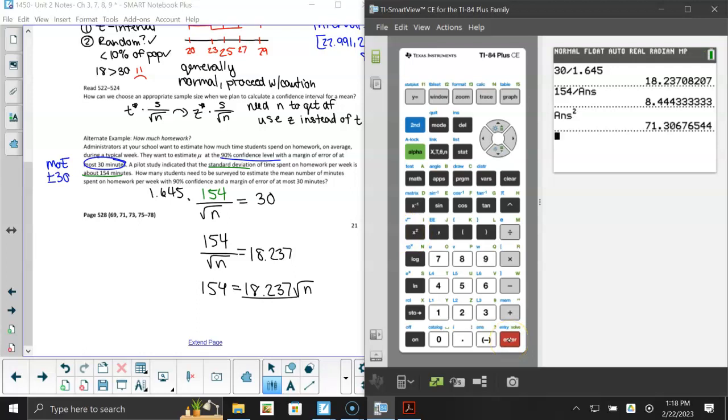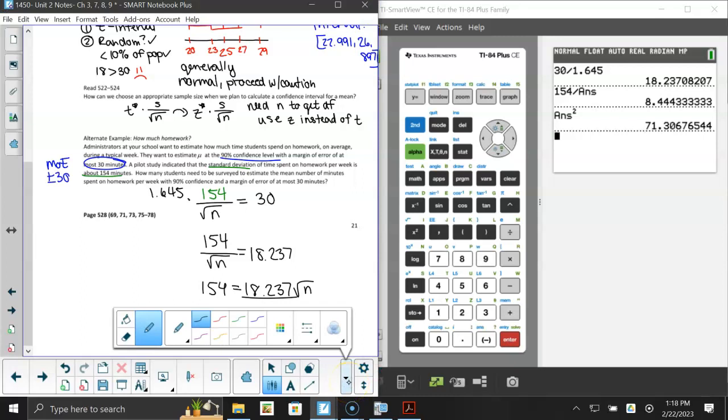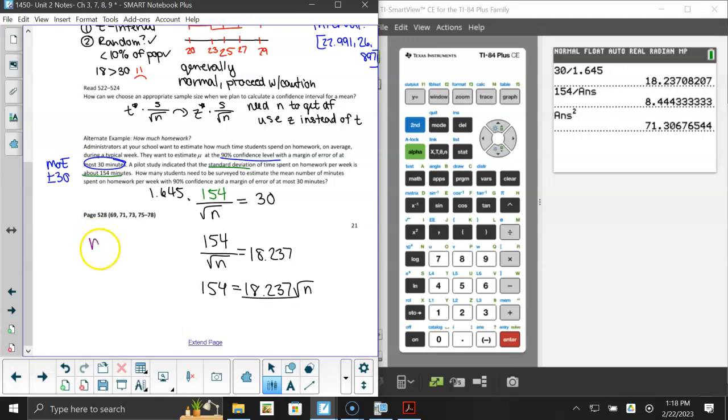And I get that. Now, if we're trying to write this as a formula, instead of writing it this way and having to do the algebra each time, which, by the way, we got n equals 72. We'll just round it up. Cool. 72 people.